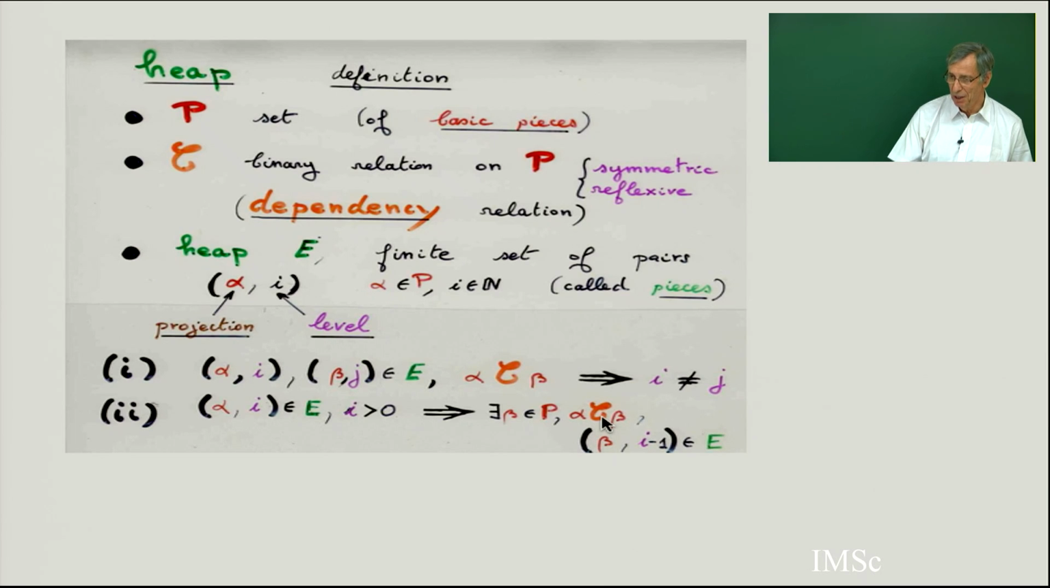So intuitively, with your dimers in wood, it means that the dimer at level i is relying on somebody supporting it just below, touching another dimer at level i minus 1. These two conditions give you a formalization of this intuitive idea of heaps of pieces.